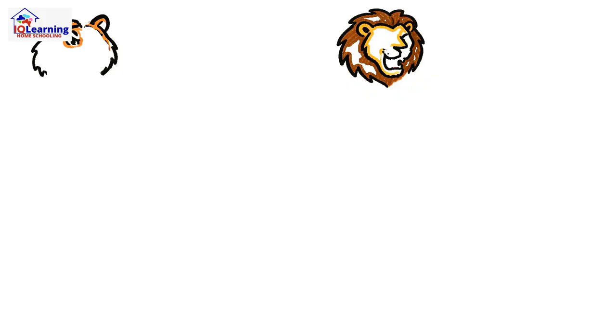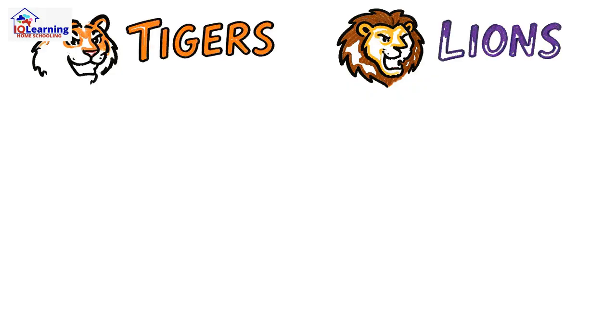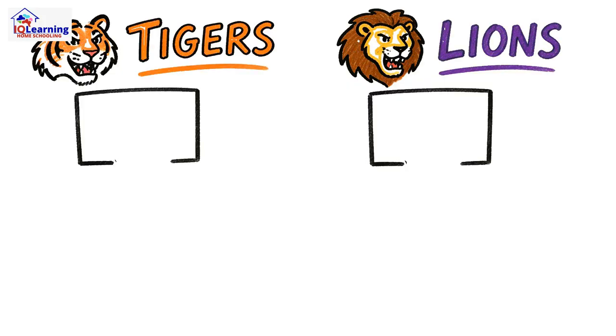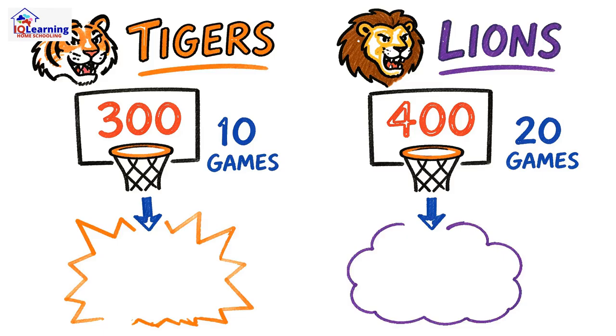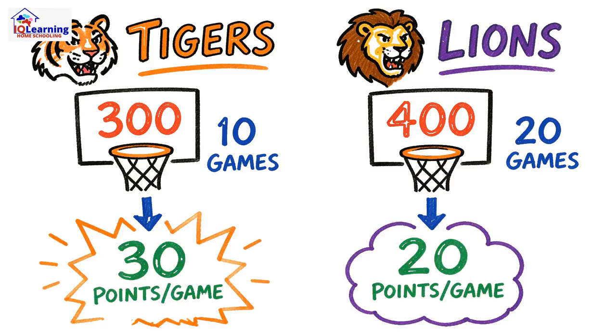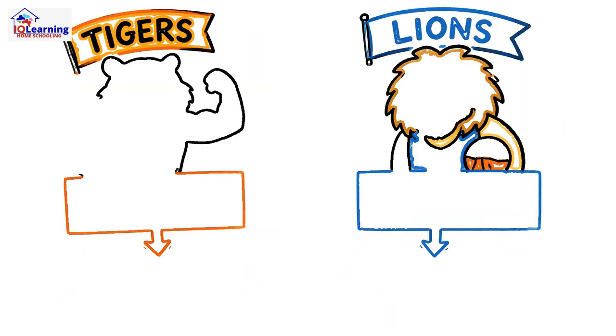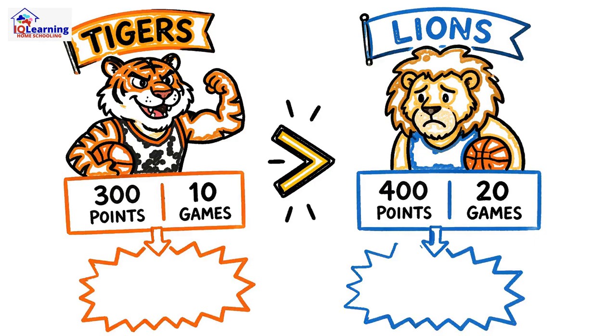A basketball team, the Tigers, might score 300 total points, while the Lions score 400. But if the Tigers did it in only 10 games, their mean is 30 points per game. The Lions, over 20 games, only average 20. The mean reveals the Tigers are actually the more effective team.